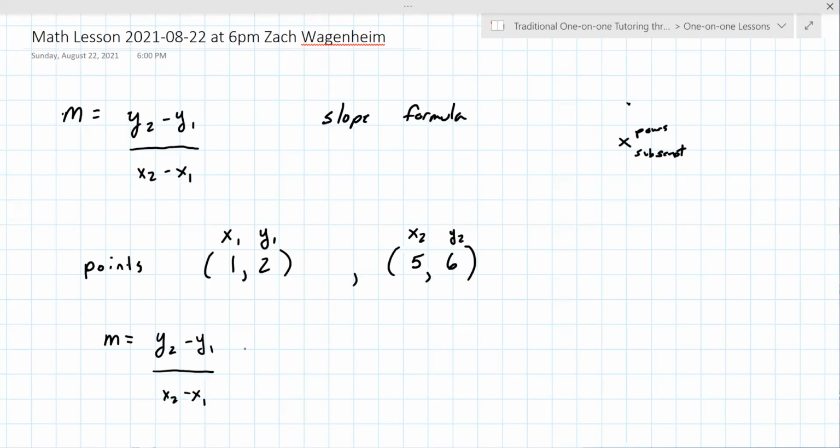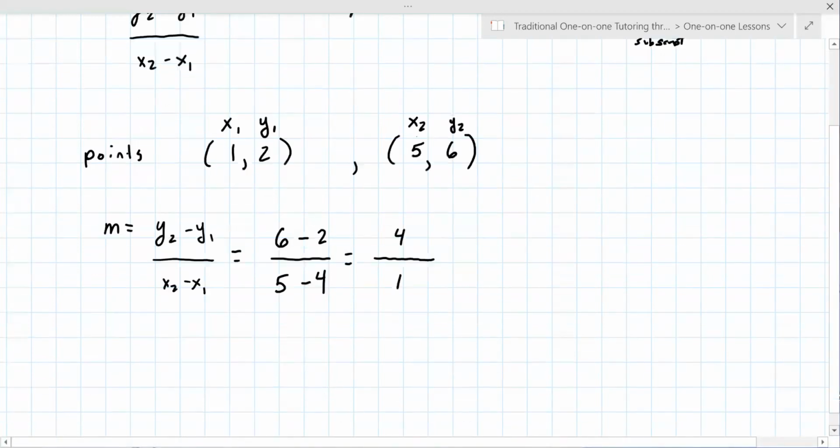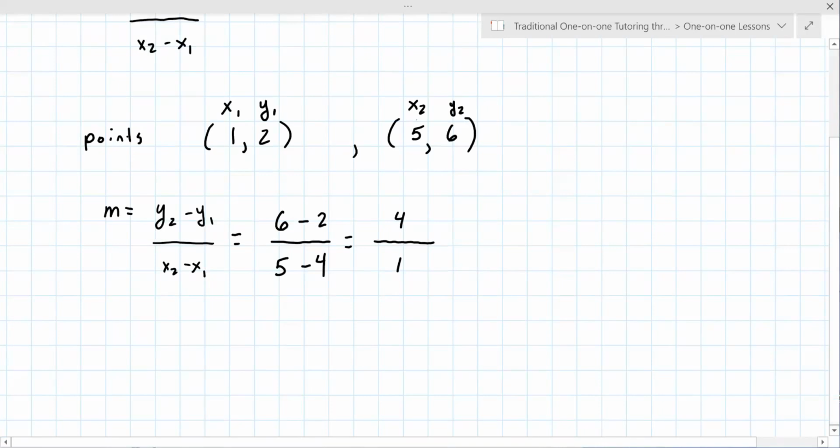Now it's just a matter of mapping these in. What's y2? Well, y2 is 6. y1 is 2. x2 is 5. x1 is 1. So from here you're going to simplify the numerator, 4 over 4. Would you make it a whole number, just being four, or would you keep it as 4 over 1?